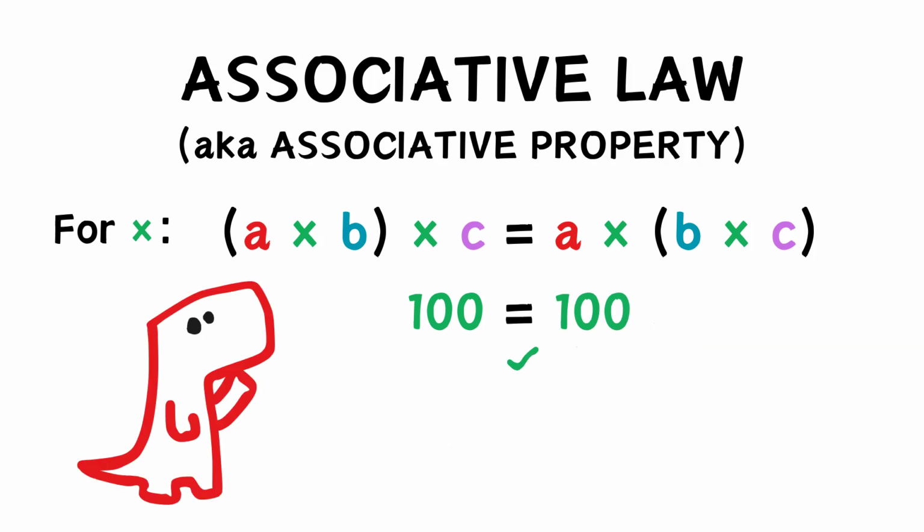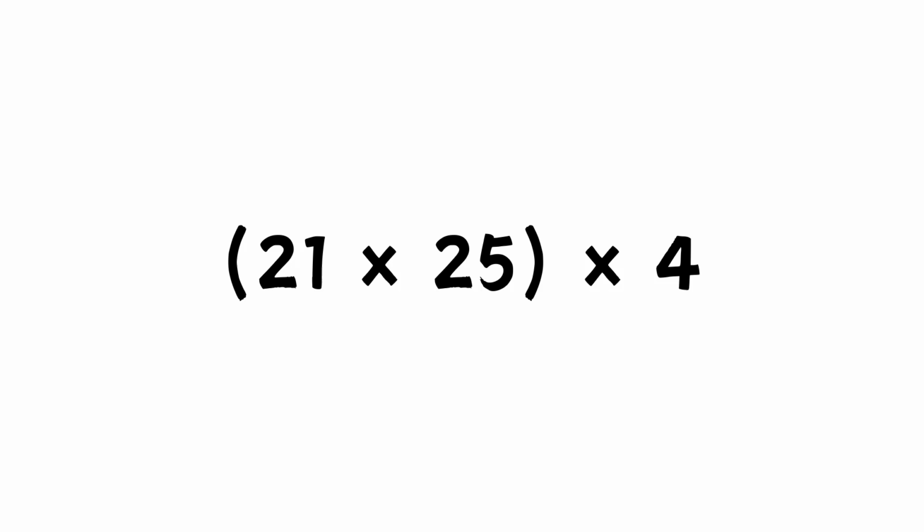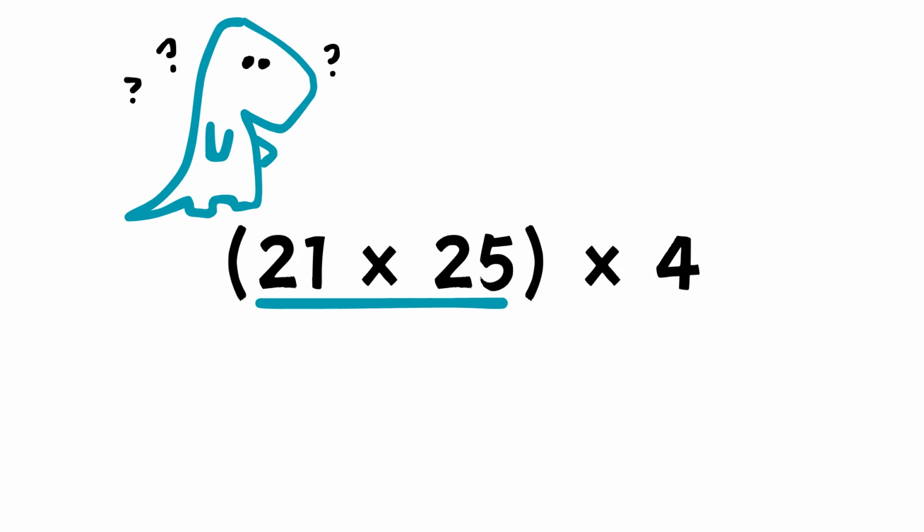Can you see the associative law being used in a practical equation? Let's say we have an expression we need to simplify. 21 times 25, in parentheses, times 4. Now, in this expression, it may be difficult to find 21 times 25 since it's double-digit multiplication. But using the associative law, what is another way we can write this expression?